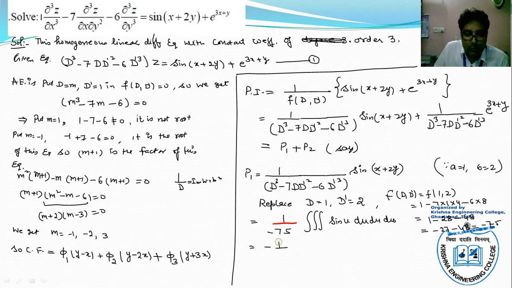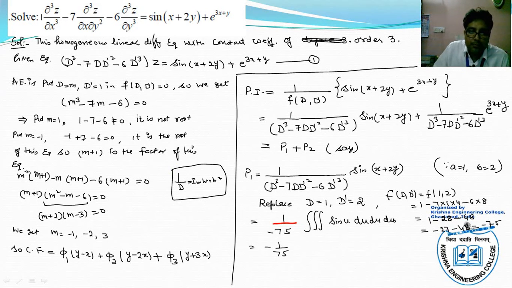Clear? 1 upon 75, integrate 3 times with respect to u. Now we integrate sin u. Integrate sin u with respect to u, this is minus cos u du. Right? You have just solved this.